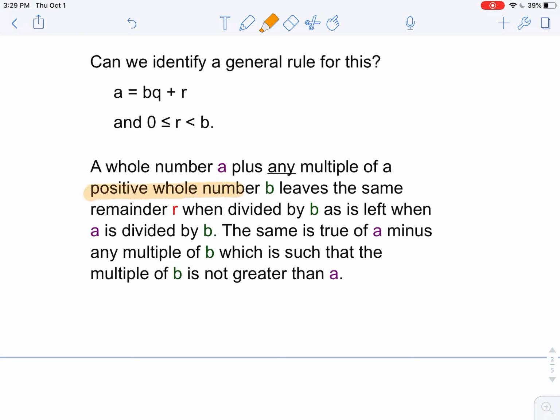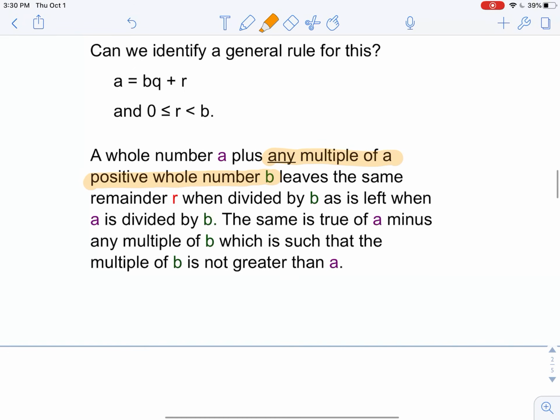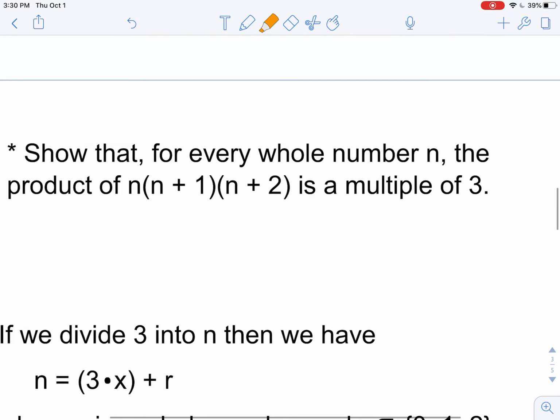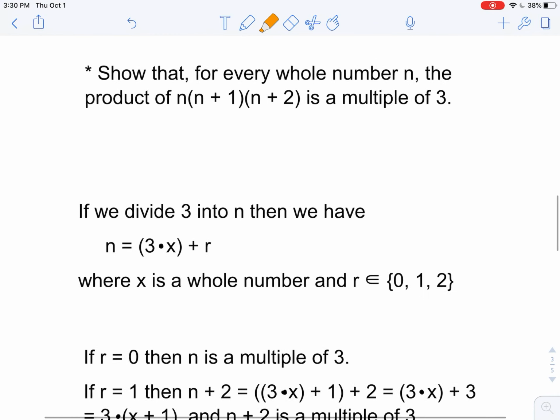A whole number A plus any positive whole number multiple of B is going to leave the same remainder when divided by B as is left when A is divided by B. Same is true of A minus any multiple of B, which is such a multiple of B not greater than A. So some other things that we talk about in this particular unit here.